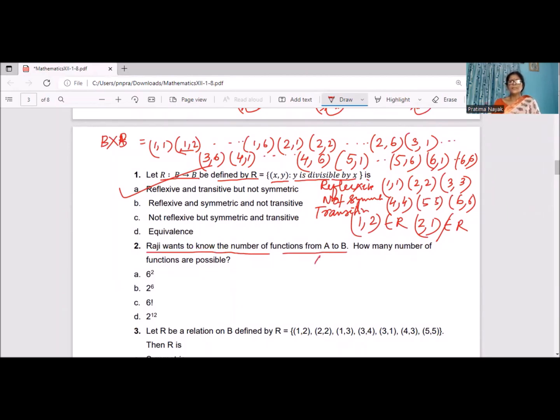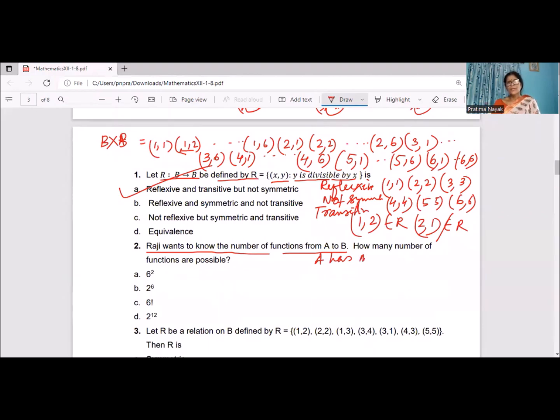A has... let us see the options. How many functions are possible? 6 to the power 2, 2 to the power 6, 6 factorial, 2 to the power 12. If you know, you can find the answer yourself, or you should note this formula.